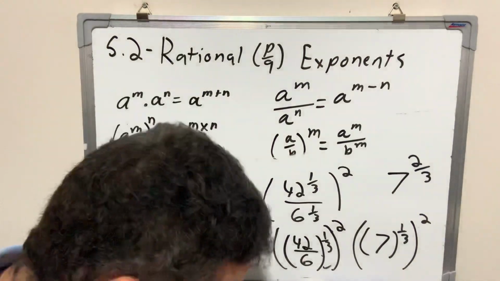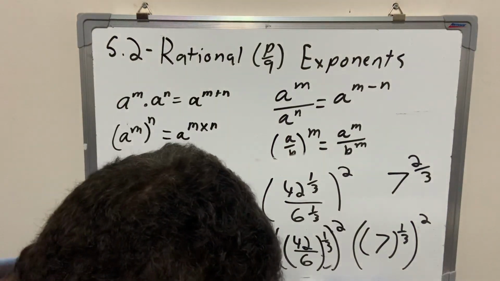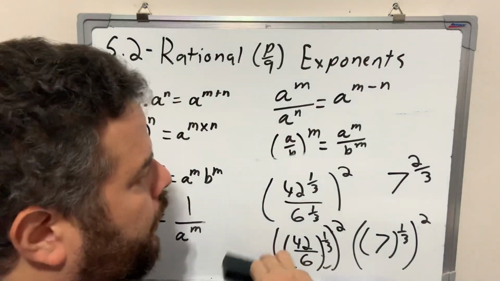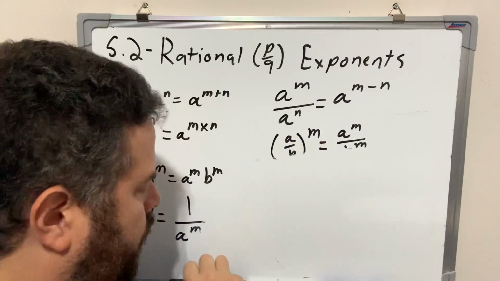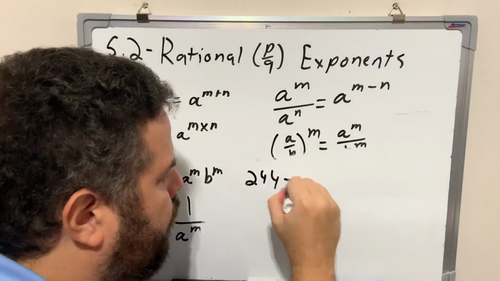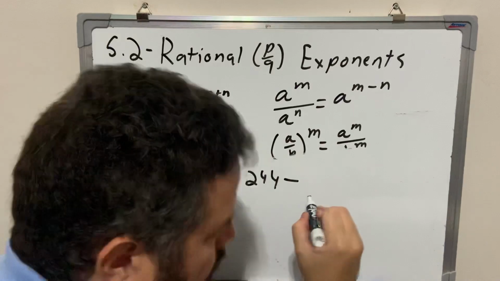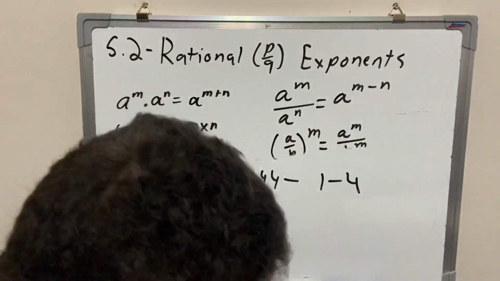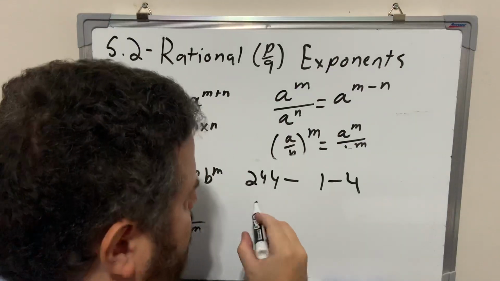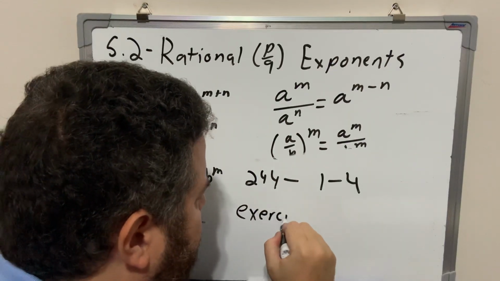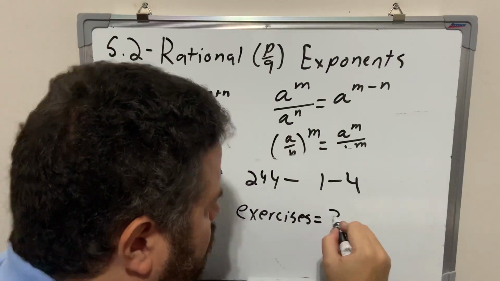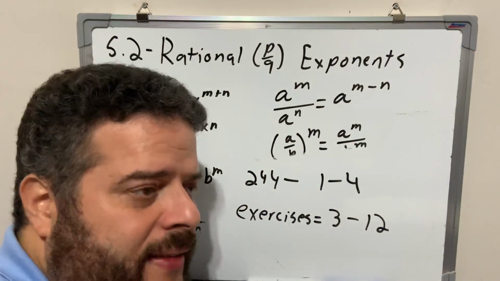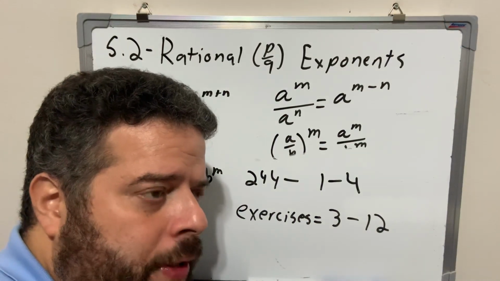That's it for today's class. Now, for the exercises, I want you guys to do from page 244. Let me erase this. This is the homework. From page 244, do numbers 1 through 4. And from the exercises, do 3 through 12. Remember, no attendance, upload the homework, that will be your attendance.